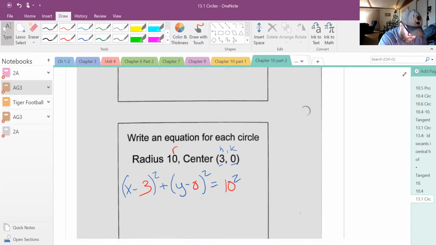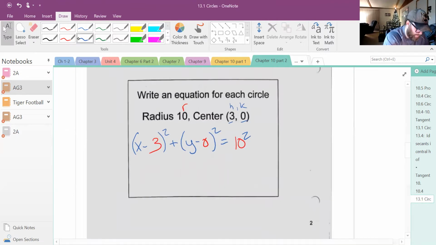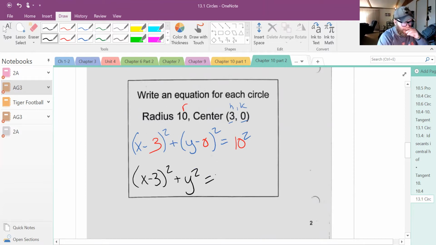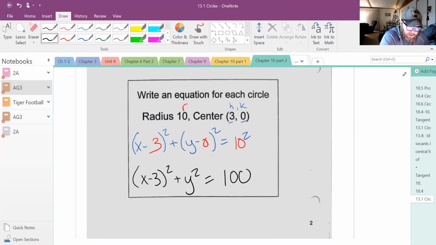Okay, all right, could we simplify here? Yeah, we could. Can I do anything with the x minus 3? I can't, so leave it the same. The y minus 0 is just going to be y squared, because y minus 0 is just y. And 10 squared is what? Should know this one. 100. Voila. That's your first standard equation of a circle, given the center and a radius.